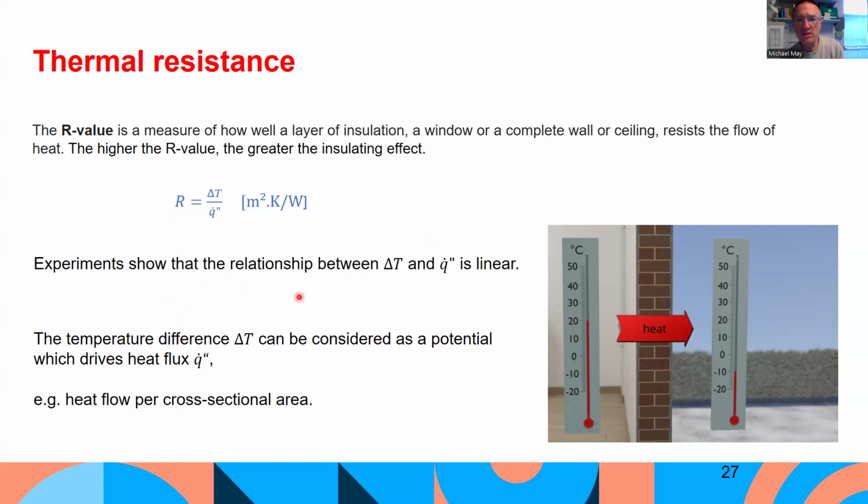And what we can also see then is that for a particular material, let's say we had a wall that just consisted of concrete and had a specific R value for it, a specific thermal resistance. Now we can see, according to this equation, that what drives heat transfer in this case is the temperature difference. It's the potential that drives heat transfer.